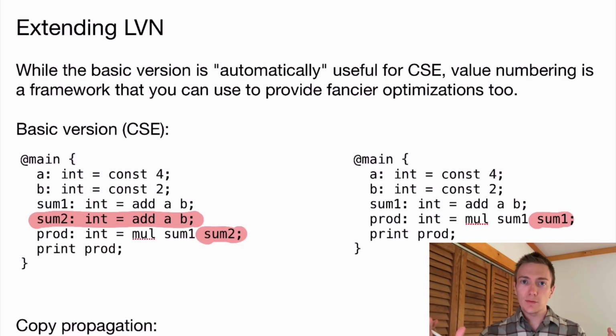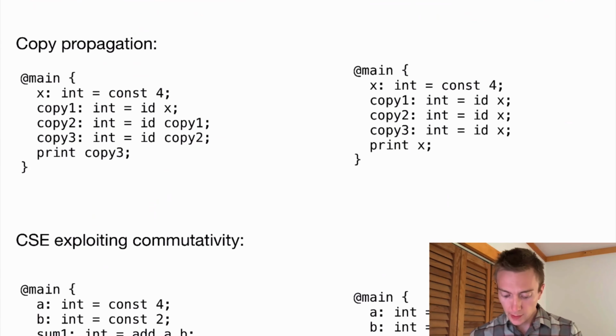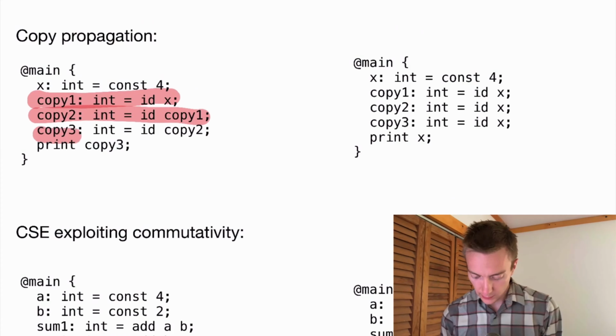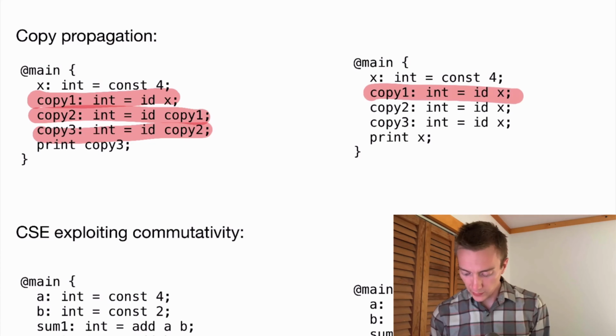I'm eliding the fact that we need to do a really, really simple dead code elimination that we saw in the previous video in order to clean up the dead instruction we've just created. But in any case, the optimization as we implemented it so far can perform this type of optimization and get rid of the redundancy. Here's a different form of optimization, copy propagation. That is, getting rid of these chains of IDs that should all result in the same value. Let's get rid of all those instructions, and in fact, just replace them with IDs.